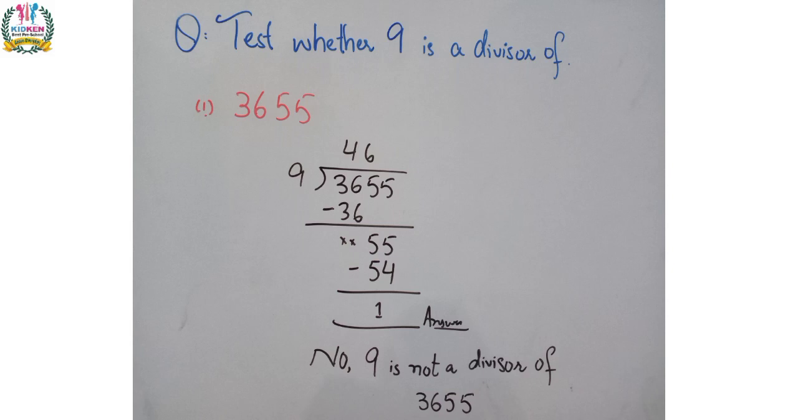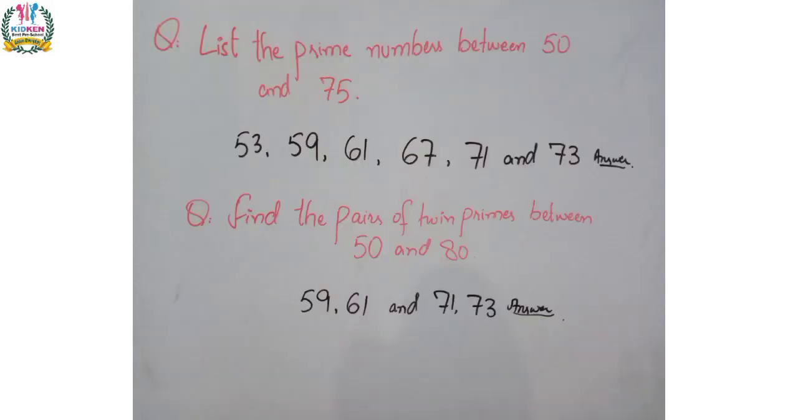Next question is test whether 9 is a divisor of a number. So we have the value 3655. So we can divide 3655 by 9. 9 times 4 is 36. So we have no digit remaining. So the next digits are 55. So we can write 55, and 9 times 6 is 54. So we have remainder 1. So we can write no, 9 is not a divisor of 3655.